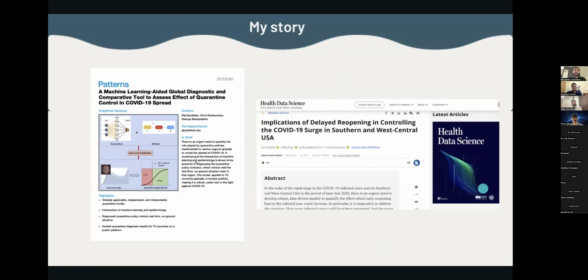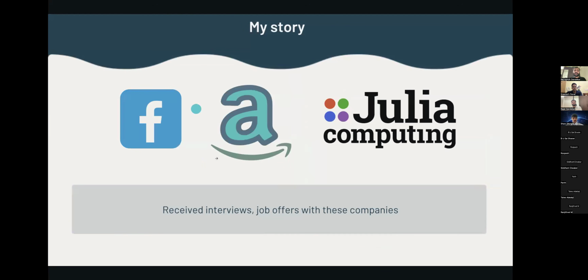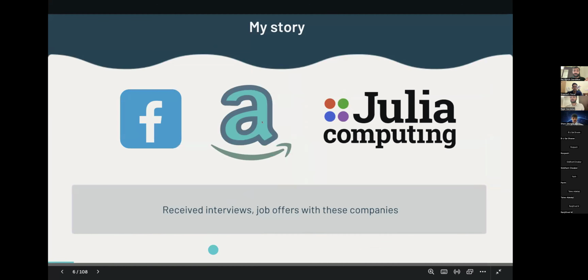These are some of the papers which I published at the end of my PhD. Here are some papers on scientific machine learning applied to epidemiology. I also worked with a number of startups and governmental agencies to do this research work. Not just research, but at the end of my PhD, I received machine learning interview and job offers from multiple companies.